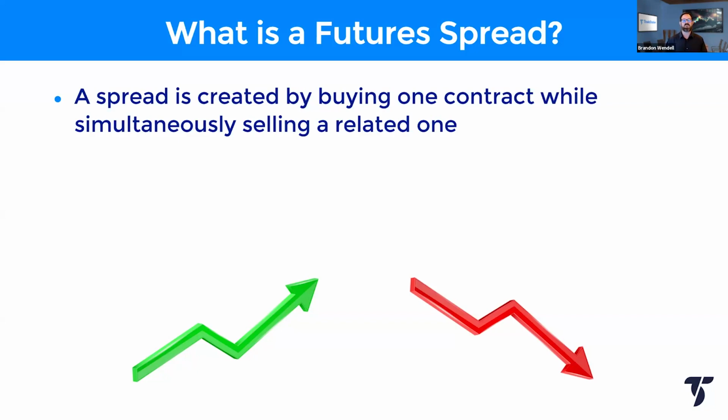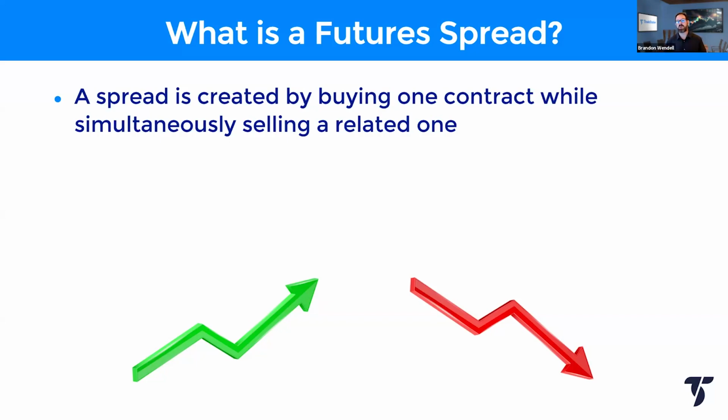Normally, yes. We're not doing the exact same contract. We're going to make a slight change. We will buy one contract. Let's say we buy the November contract and we'll sell the March contract. So we're doing related, same underlying security, but different months.